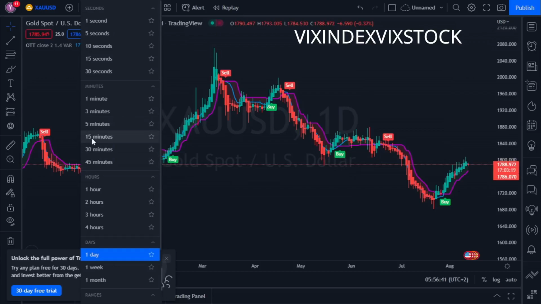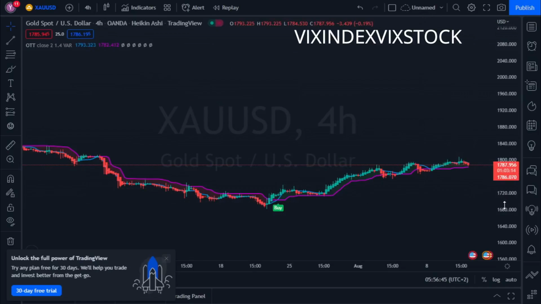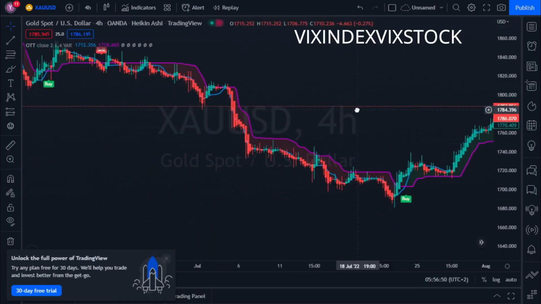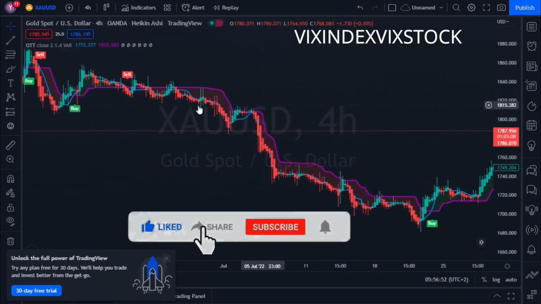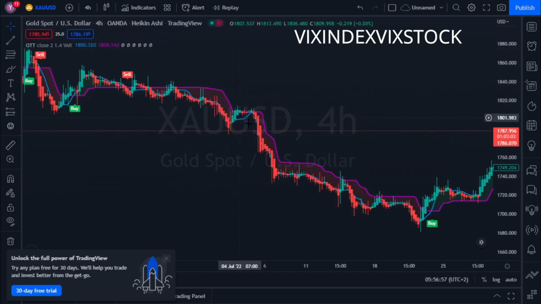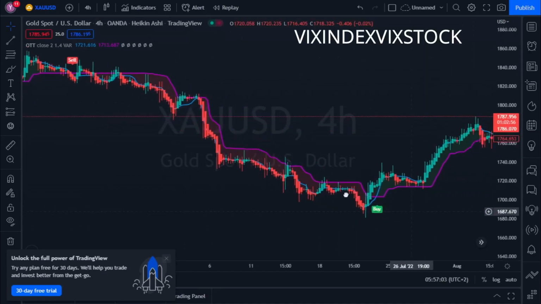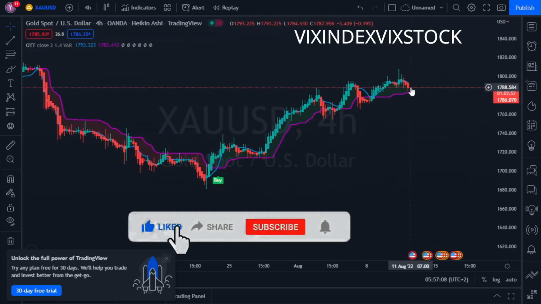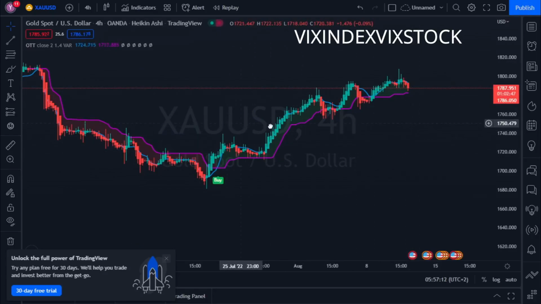Let's see if we go to the lower time frames. We can start with the 4 hourly and just see. So this is how the 4 hourly looks. Still a powerful indicator. You can see it gave you a sell and it just told you to hold on. You just needed to hold on. And then it gave you a buy here, and you just needed to hold on until it gives a sell signal, then you can get out.